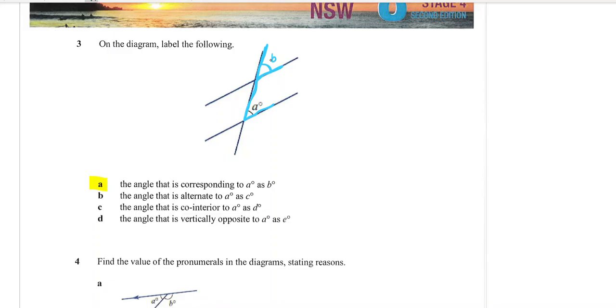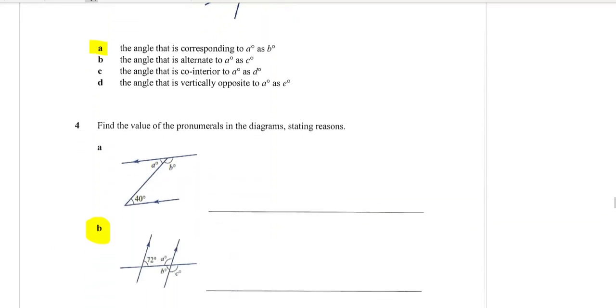The other way of thinking of it is that corresponding needs to be on the same side of the parallel lines and on the same side of the transversal. Okay, so I've just done that first one. You'll now need to do B, where you're doing an alternate angle. Where would that go? And you'd mark that with a C. But I'll leave that one for you.